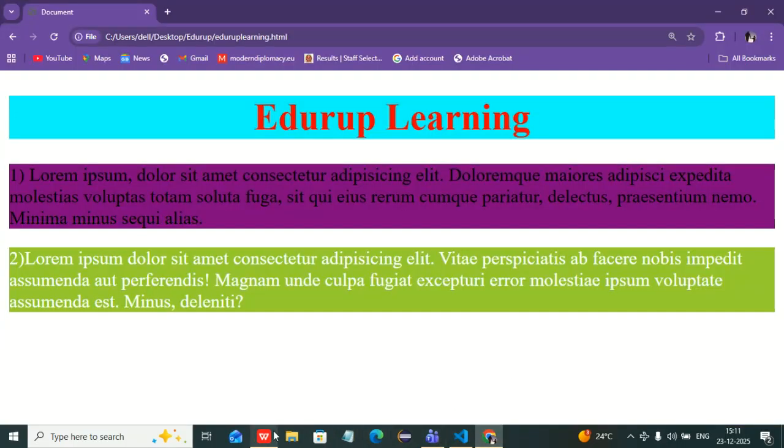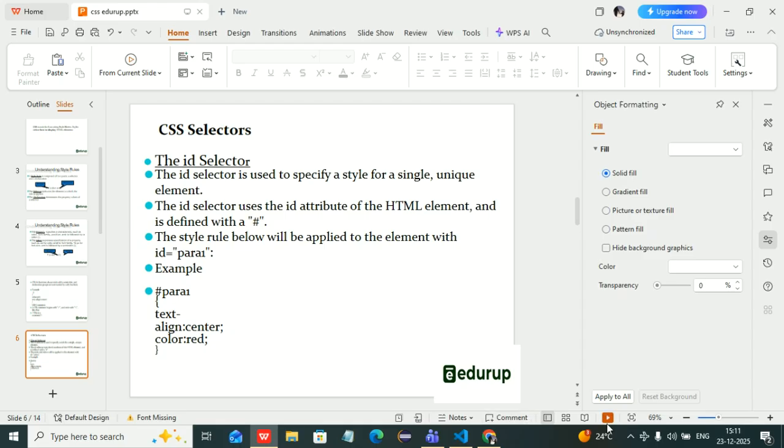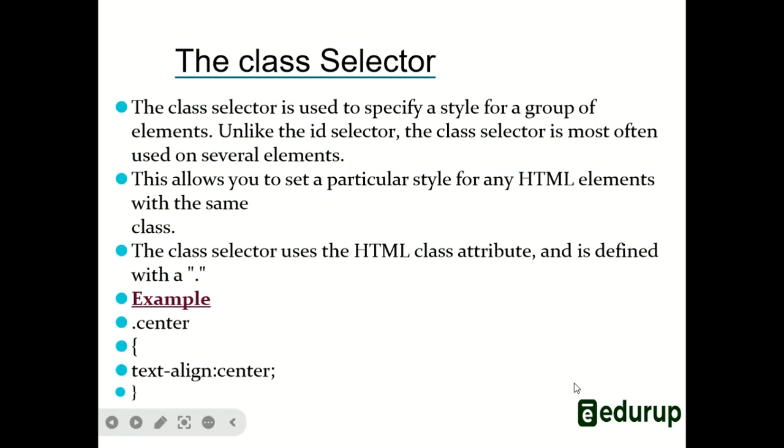Okay. The next very important, class selector. What is class selector? How is it used? That we are going to learn. The class selector is used to specify a style for a group of elements.